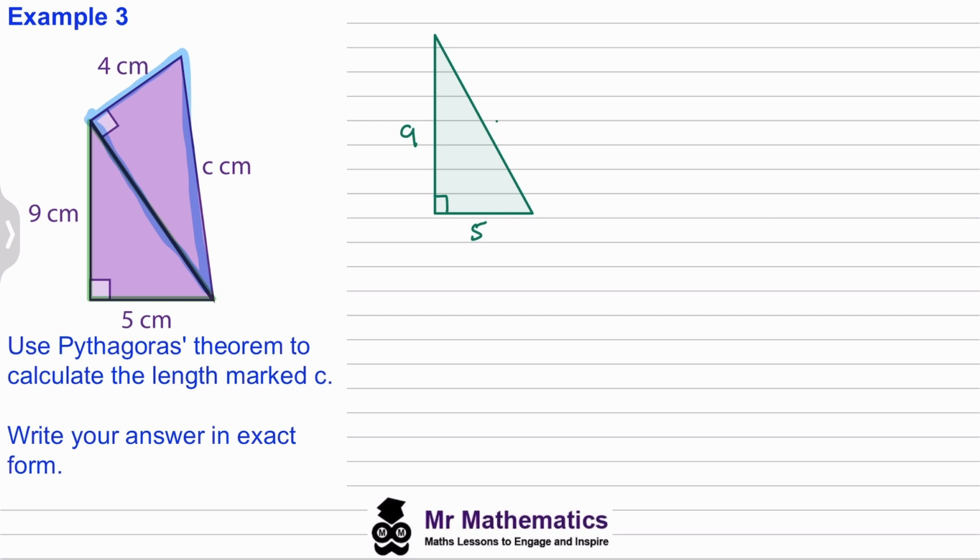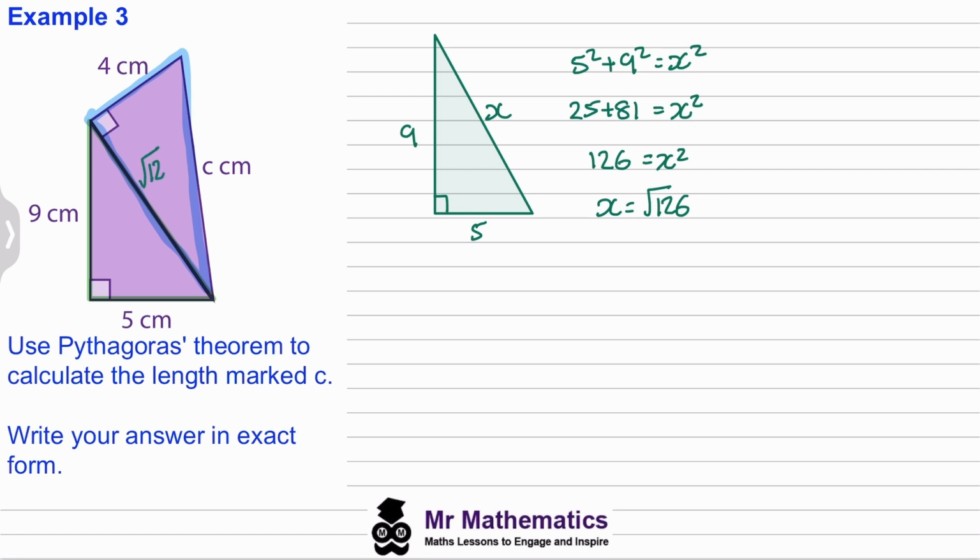And if we call this hypotenuse x, from Pythagoras' theorem, we know 5 squared plus 9 squared will equal x squared. So 25 plus 81 will give us x squared. And this is 126. So we can work out x as the square root of this. Now, because we need to leave it in exact form, I'm going to leave this as our answer for the hypotenuse. And I'll write this on our diagram.